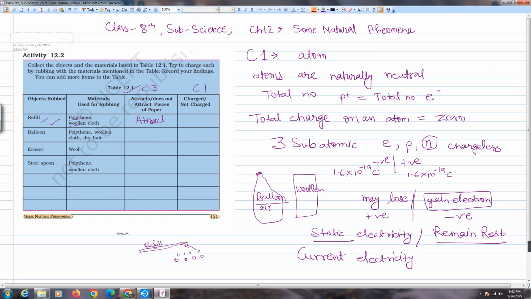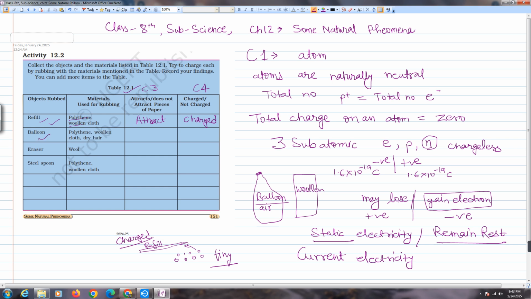Now in column number 4, what we have to write: charged, not charged. Refill is charged due to rubbing, correct? Then next is, because only a charged object can attract an uncharged object. So here these tiny pieces of paper are uncharged objects and the refill is a charged object, correct? The refill has static electricity, meaning the charge remains at rest on it.